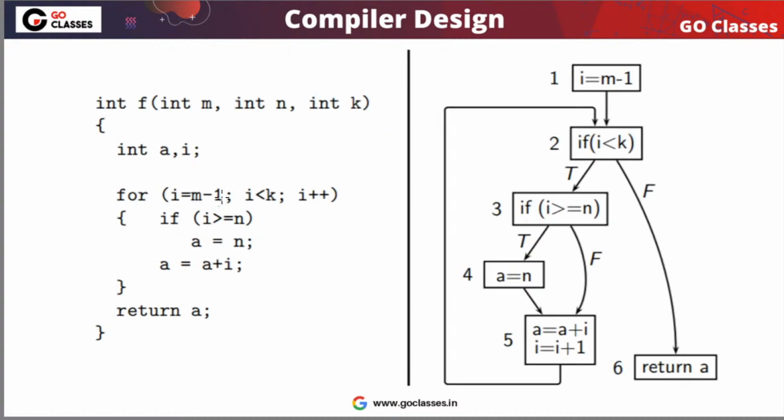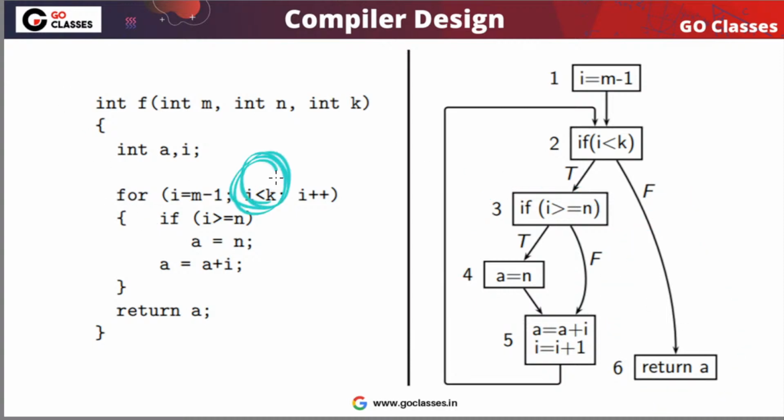Okay, so how to write the control flow graph? Very simple. You can notice I equal to m minus 1. So this is I equal to m minus 1. Then this condition will be checked, and if this condition is true, then you will go here. If this condition is false, then you will directly go out of this for loop.